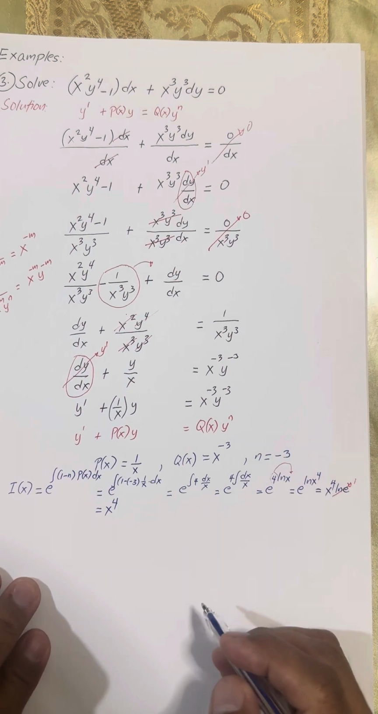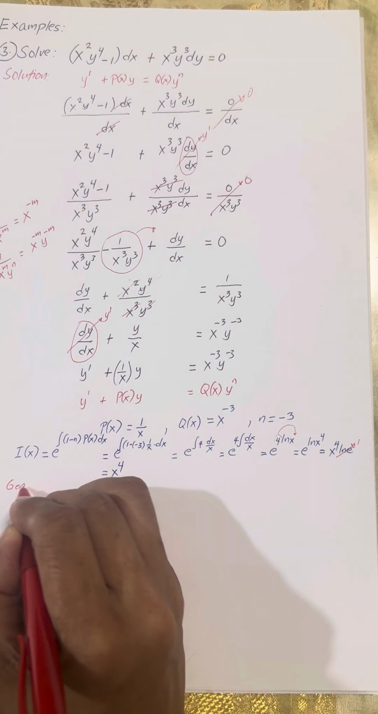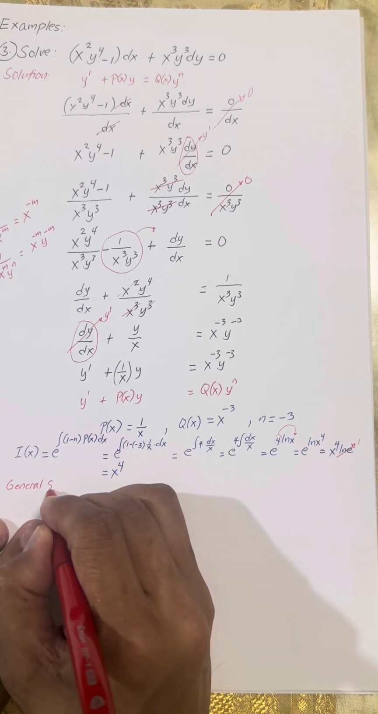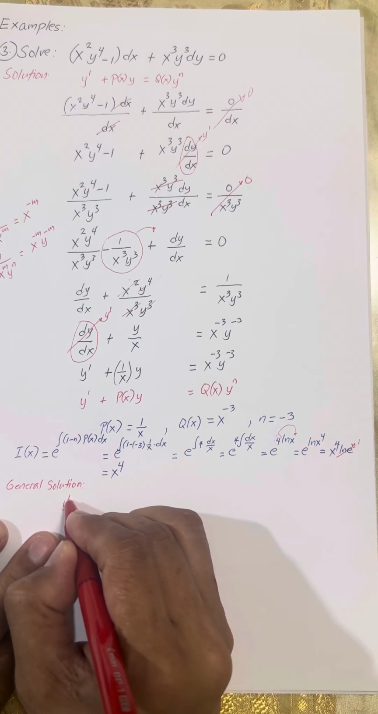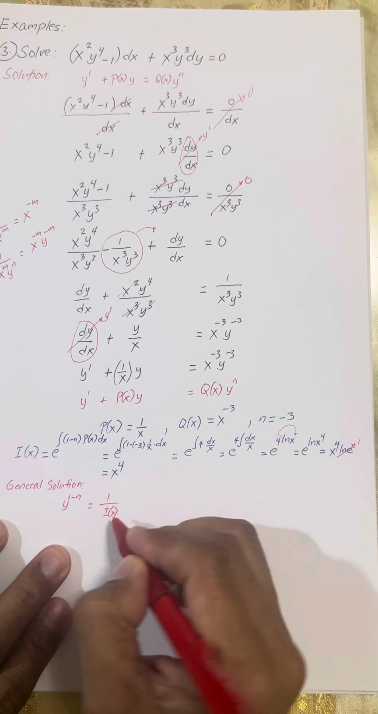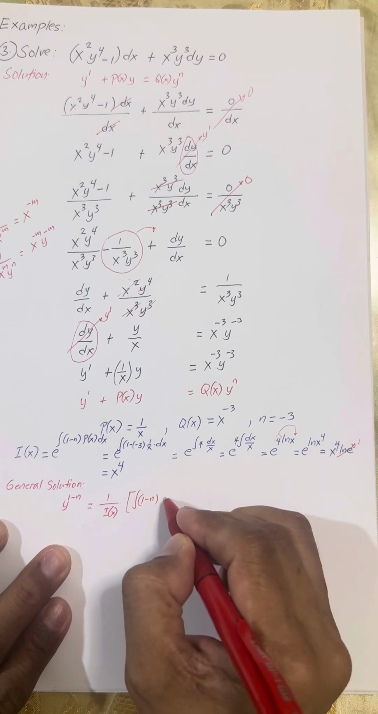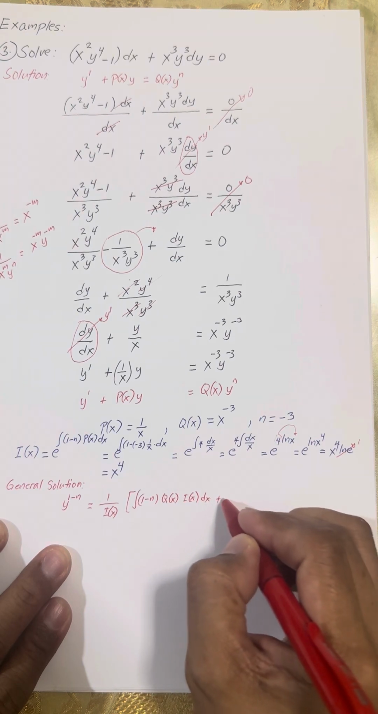Okay? Then substituting in our general form, what is our general form of our solution? Or general solution. So the general form of the solution of this Bernoulli equation is given by this equation. y to the 1 minus n equal to 1 over the integrating factor multiplied by the integral of 1 minus n times q of x times I of x dx, then plus c.